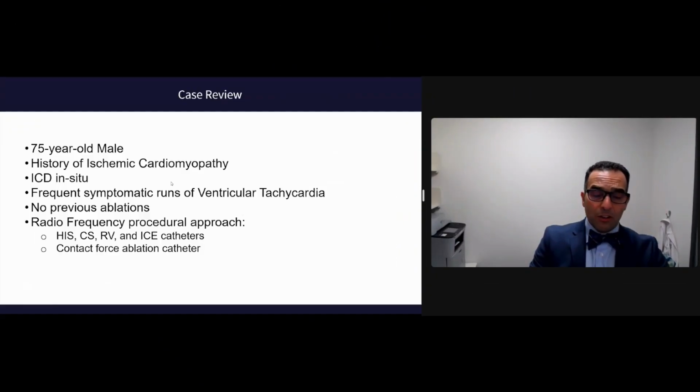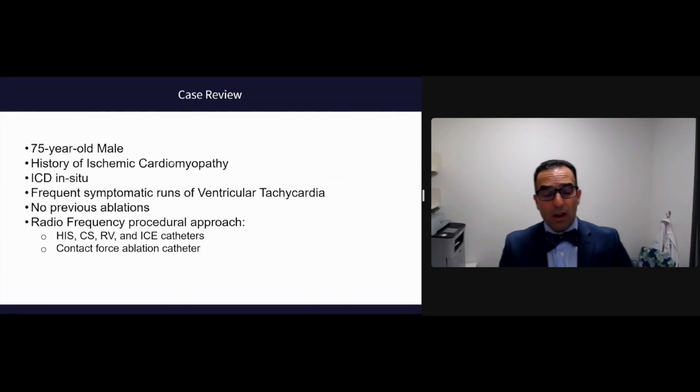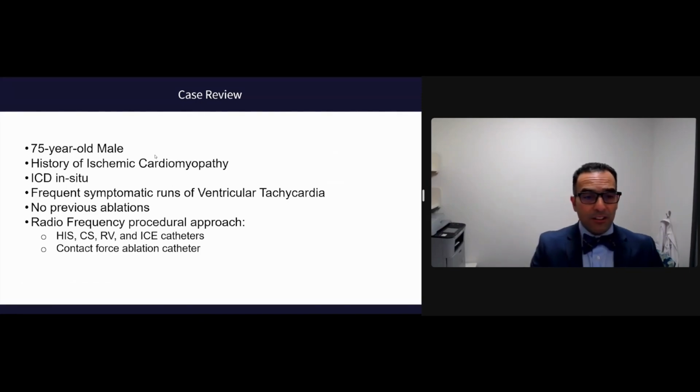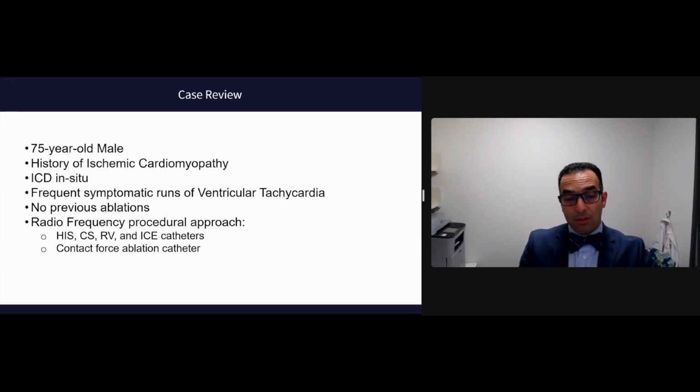Switching gears, I will show you a second case where we did a VT ablation on a 75-year-old patient with an ischemic cardiomyopathy, multiple VT, not controlled with amiodarone. He had no previous ablation. For this procedure, we had multiple catheters: His, CS, RV, and ICE. We did use our contact force ablation catheter for further mapping and targeted ablation.